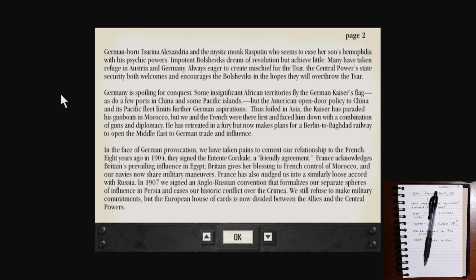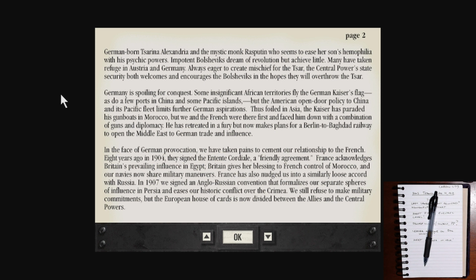In the face of German provocation, we have taken pains to cement our relationship to the French. Eight years ago, in 1904, they signed the Entente Cordiale, a friendly agreement. France acknowledges Britain's prevailing influence in Egypt, Britain gives her blessing to French control of Morocco, and our navies now share military maneuvers. France has also nudged us into a similarly loose accord with Russia.